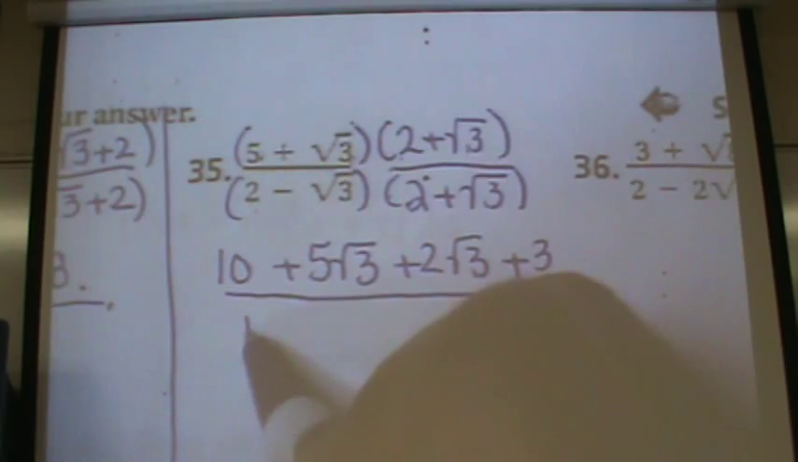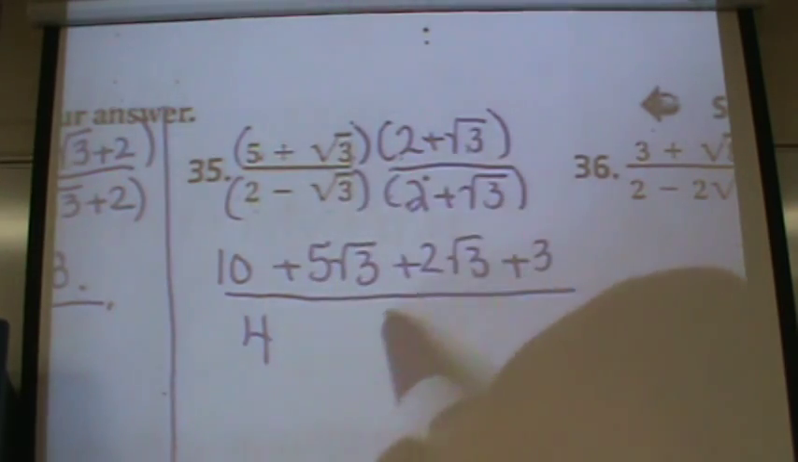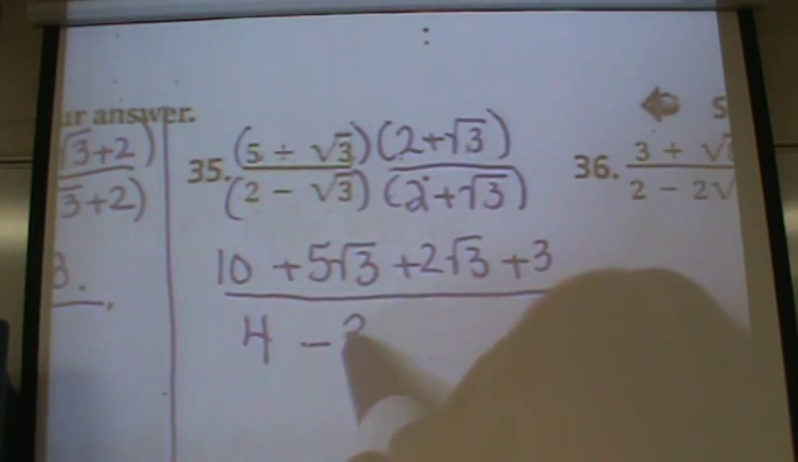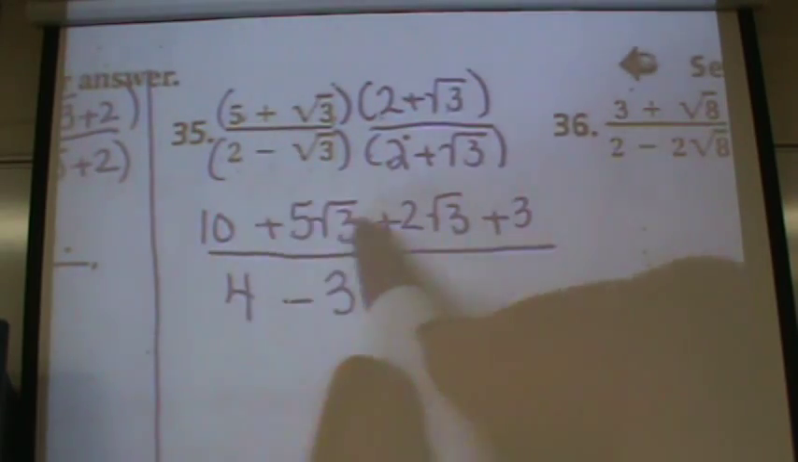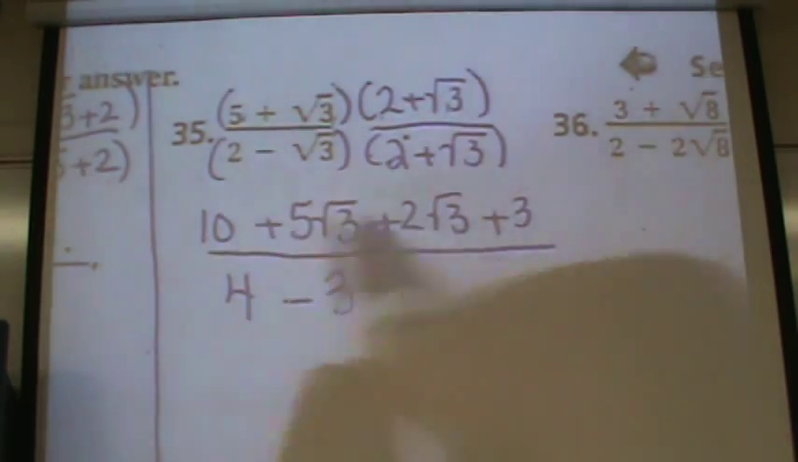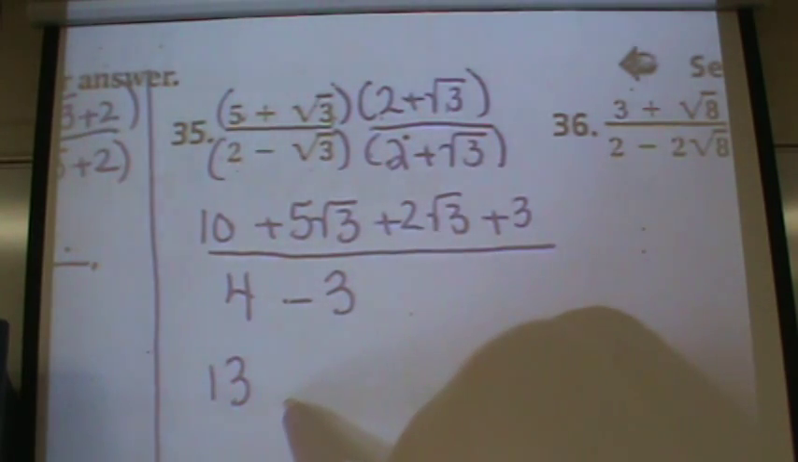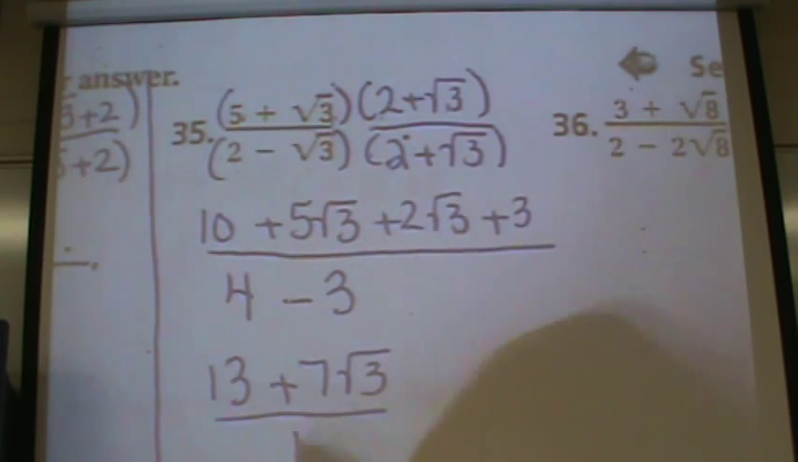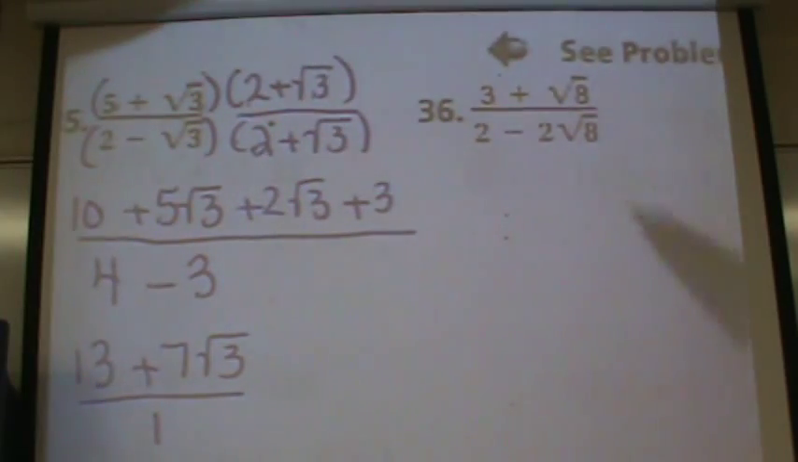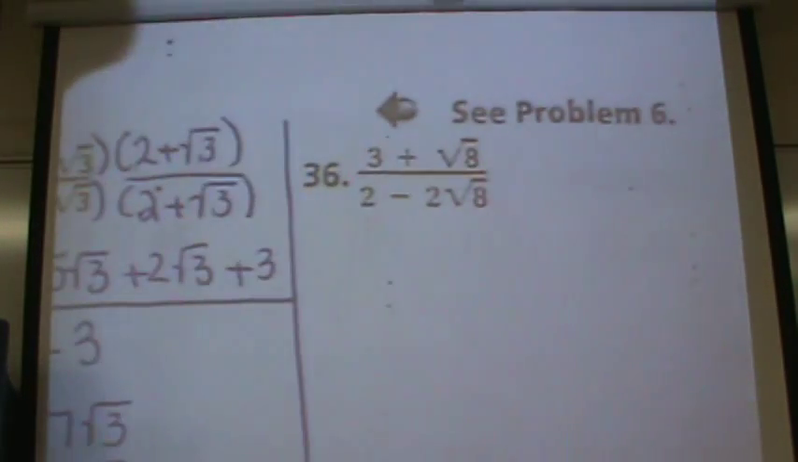2 times 2 is 4, minus 3. Good. Now let's simplify. You already said 10 plus 3 is 13, and then plus 5 root 3 minus 2 root 3. It would be 7 root 3. And then that's all over 1. And there's nothing you can do with that. Last one.